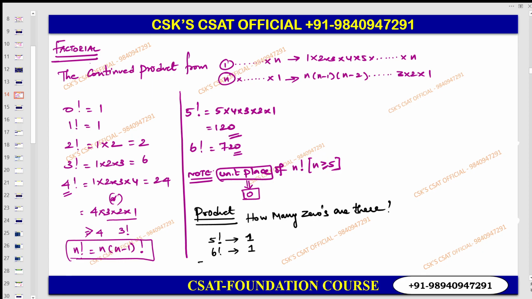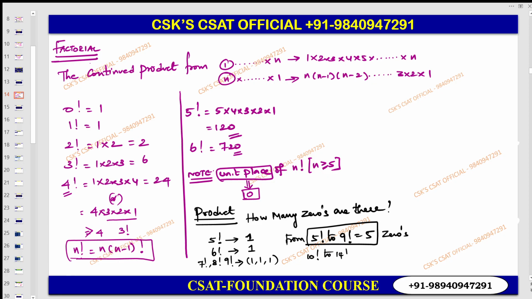7 factorial, 8 factorial, 9 factorial, all contain 1 zero each. Therefore from 5 factorial to 9 factorial, there are 5 zeros. And one more thing you need to know here. Up to 9 is over. Now I am moving to 10.